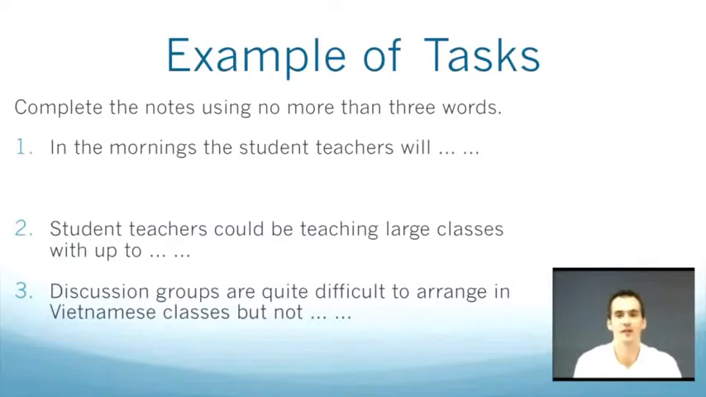Discussion groups are quite difficult to arrange in Vietnamese classes, but not something. What kind of word is it? I don't think it's a noun nor a verb. It says quite difficult, but not something. Difficult's an adjective, so here I guess we're looking for an adjective, but we're not sure which one. Okay, let's try it. To make it quick, I'll beat the cassette, so you try and listen out for the answers.